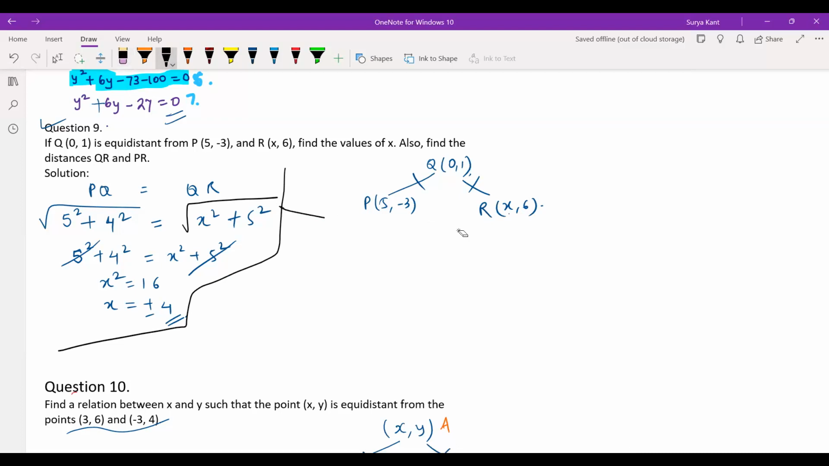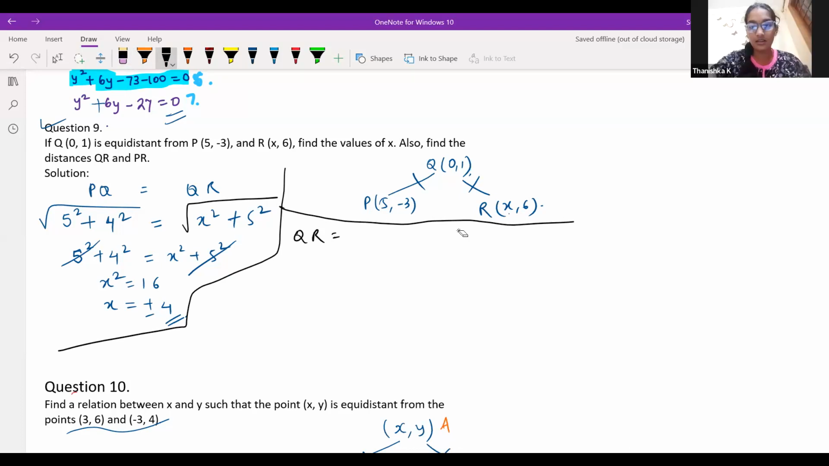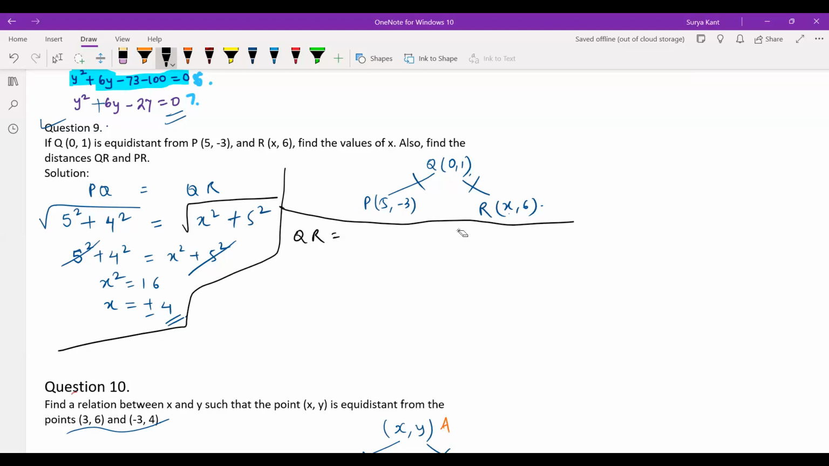Okay, now QR. How to find QR now? Distance of QR is equal to, simply if you got x here, so x can be plus 4. Check the answer, children. 4 plus minus 4 is correct. Tanishka, check. Yes, sir. I got the answers. Answer at the back side of the book is correct. Checking.